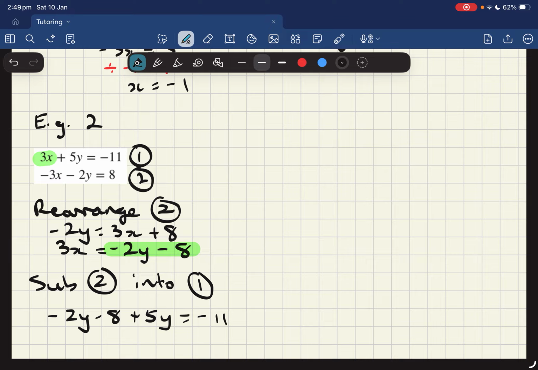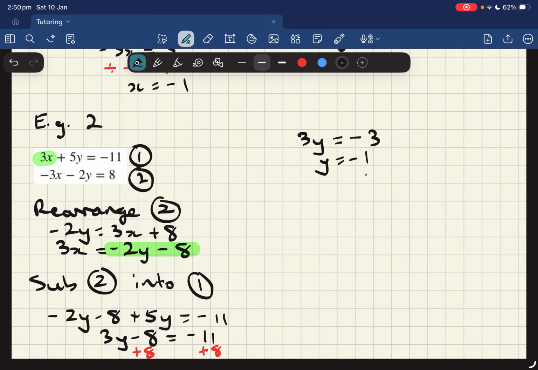Now I can clean this up. I can say that 3y, positive 3y, minus 8 gives you minus 11. I'll continue up the top here. 3y, because I want to add 8 to both sides to get it to the other side. So 3y is going to give me negative 3. So dividing both sides by 3, I get that y equals negative 1. So this is my y value here.